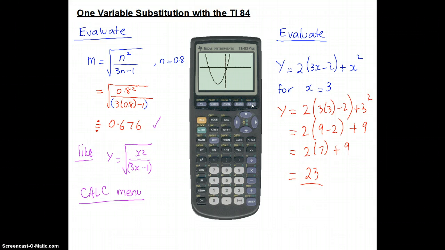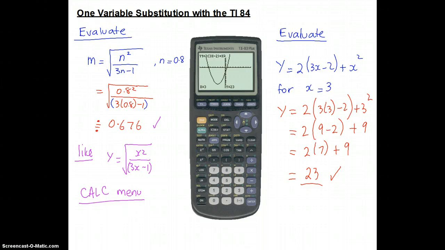All right, let's go and do what we did before. Let's go into our calc menu. So second calc, get my value. This time I wanted it for x equals 3, and I get 23. So I know I'm right there.